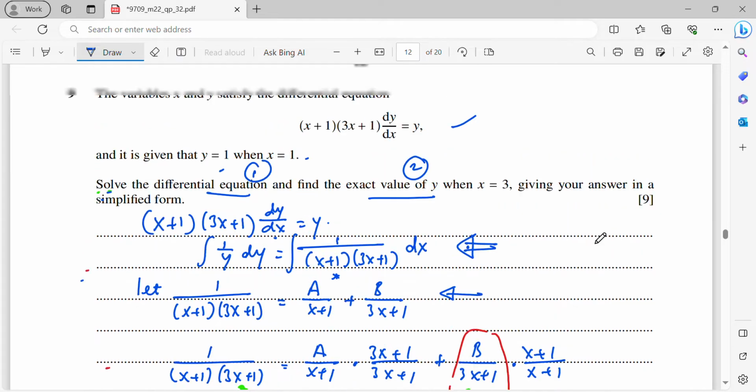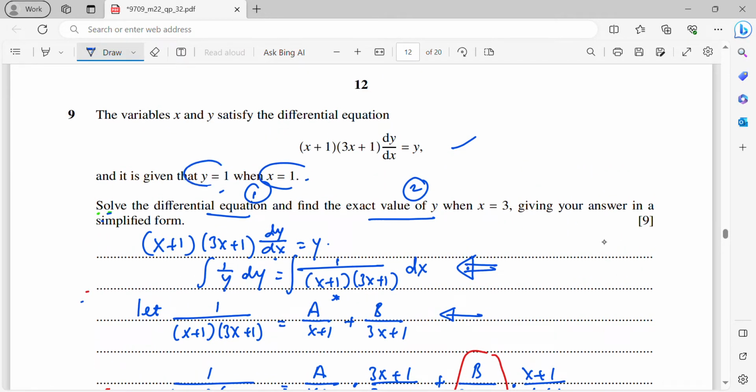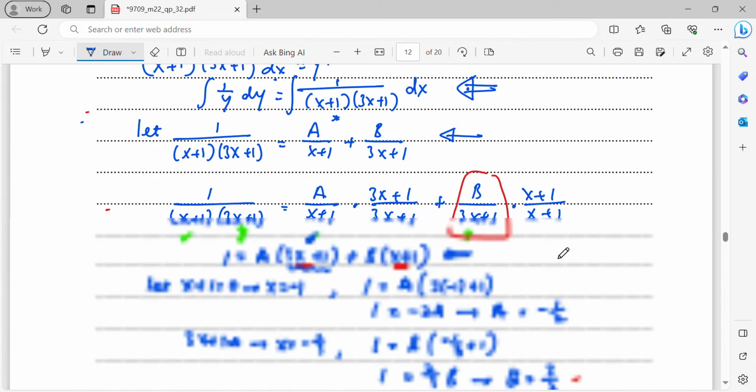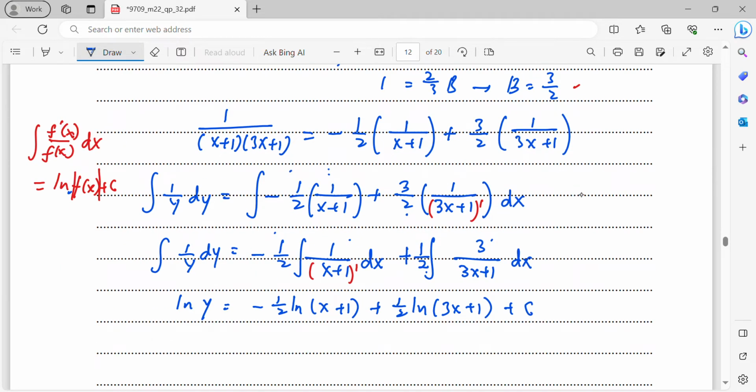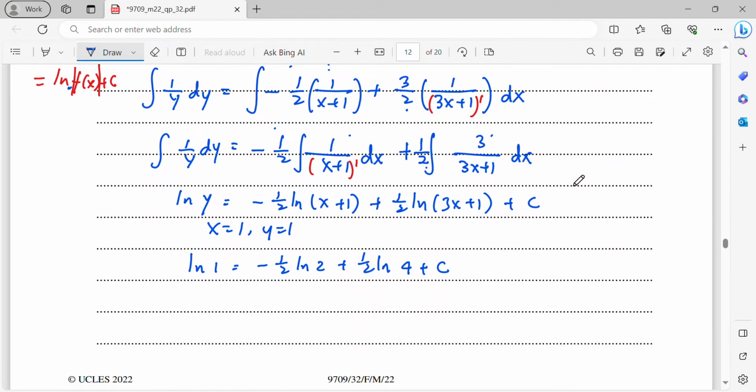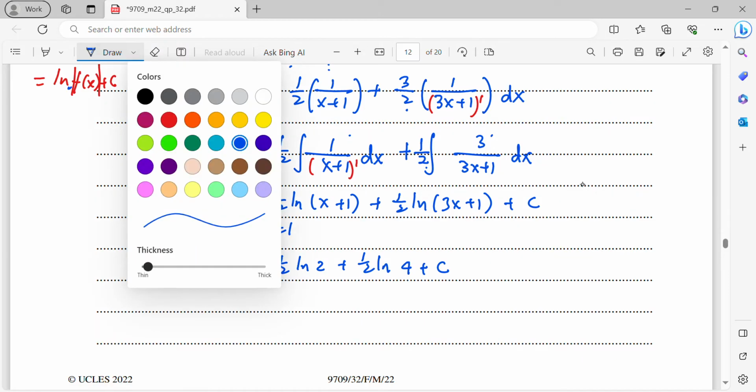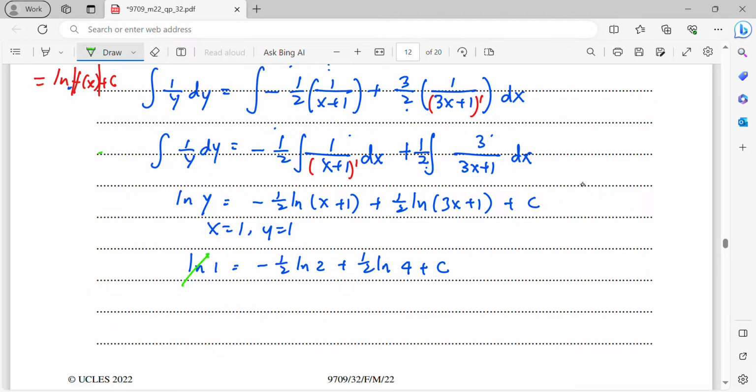Now, you are given x is 1, y is 1. Now we need to solve the differential equation. So it means that we need to find what is the c. Okay, so when x is 1, y is 1, I'll replace all these values. I will get ln 1 is negative half ln 2, because 1 plus 1 is 2, then plus half ln 4 plus c. So now my c, okay, for your information, ln 1 is 0.